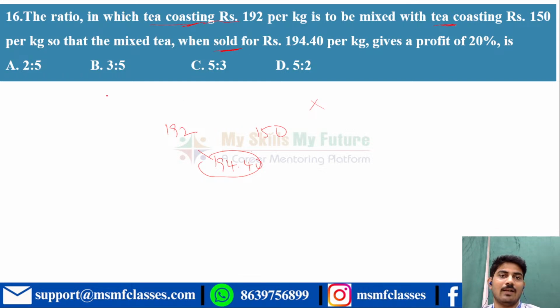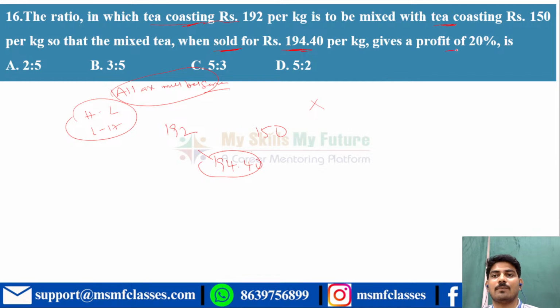While I'm teaching the mixtures and allegation topic, all must be in the same units. Then only we apply the low high method. So in order to make all the units the same, we need to convert the given quantities here. This was the selling price, which was given as 194.40.